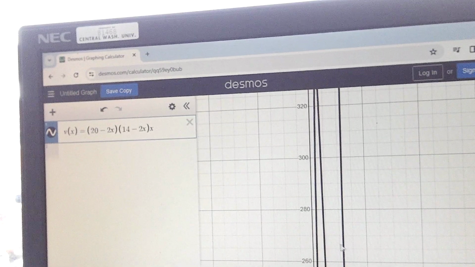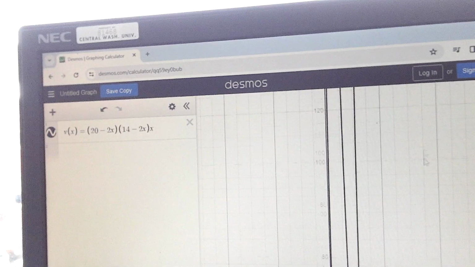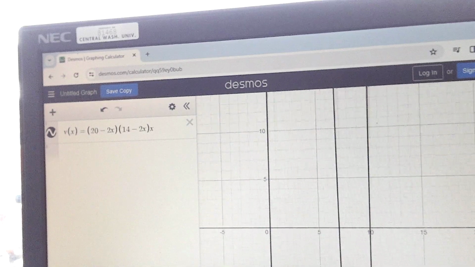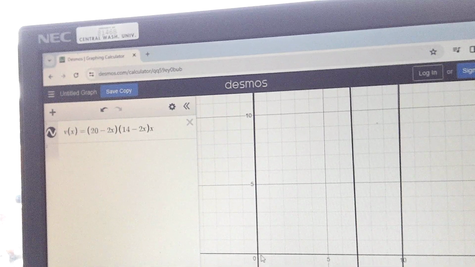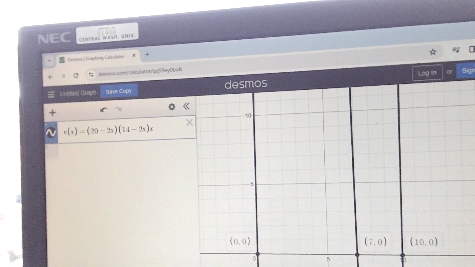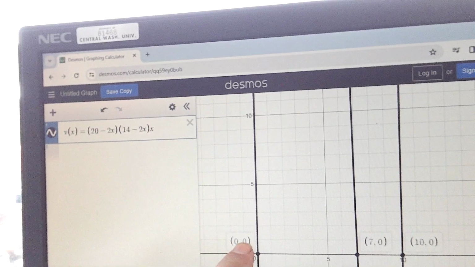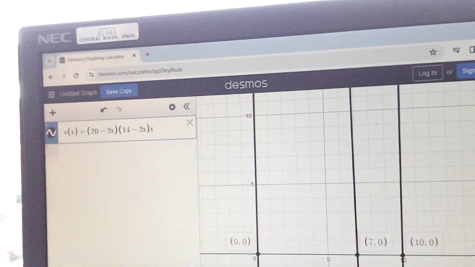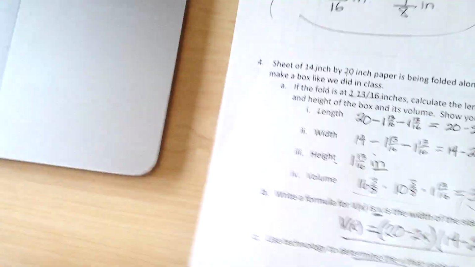Now, I want to go back to the x-axis, because the next question I ask is, what is the meaning of these x-intercepts? That's an x-intercept. It crosses the x-axis. It crosses at 7, 0 and at 10, 0. So the x-intercepts are: fold up 0, I end up with 0 volume. Fold up 7, I end up with 0 volume. And fold up 10, I get 0 volume. Those are the 3 x-intercepts. And I want you to tell me what they mean relative to the actual activity.